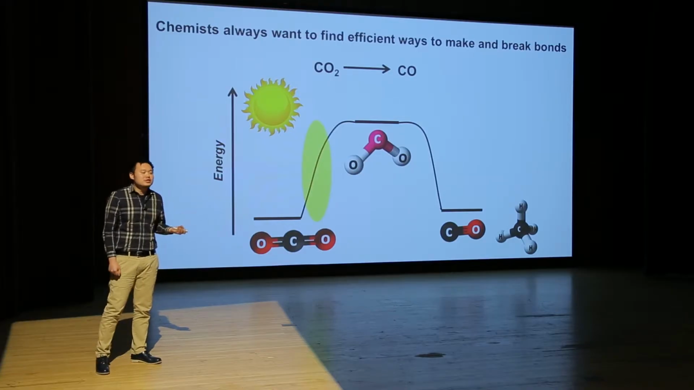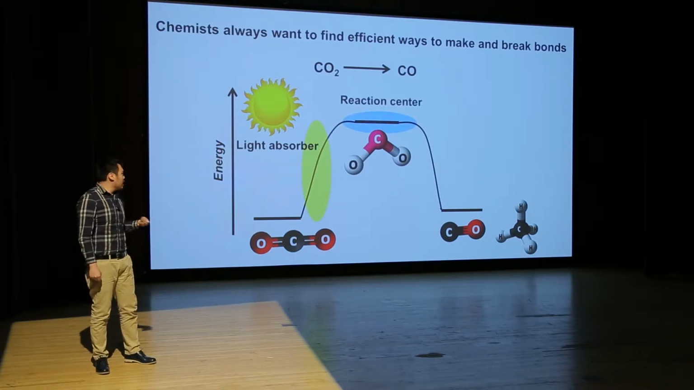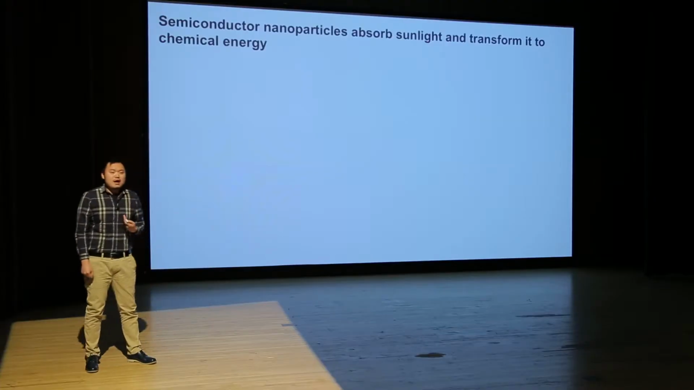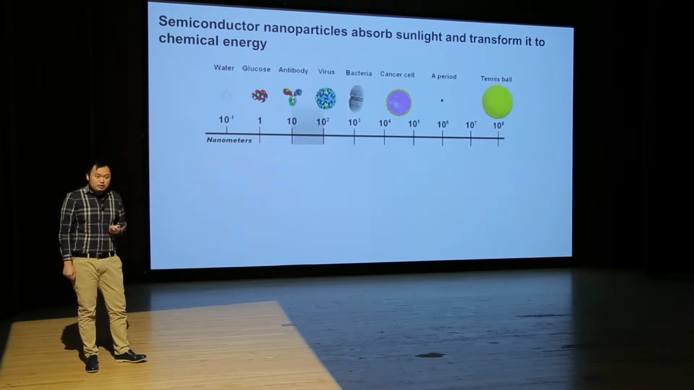So in order to use this mechanism, we have to have a very good light absorber to absorb sunlight. And then we have to have a very efficient reaction center to utilize this amount of absorbed solar energy to do this chemical reaction. So in particular, I work with a type of material called semiconductor nanoparticles.